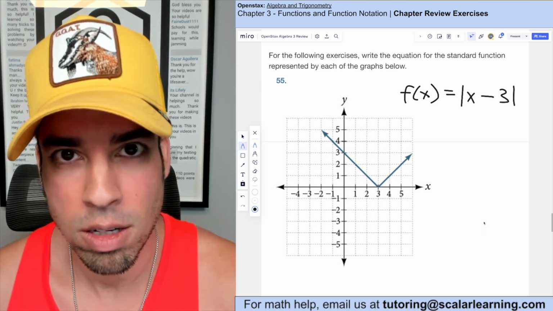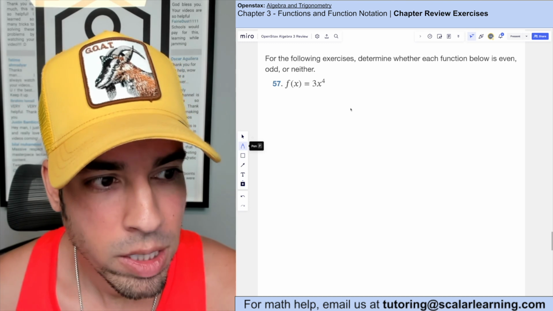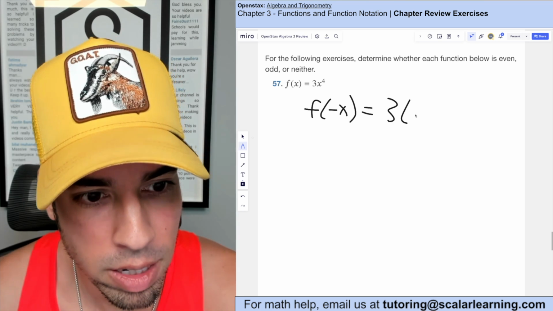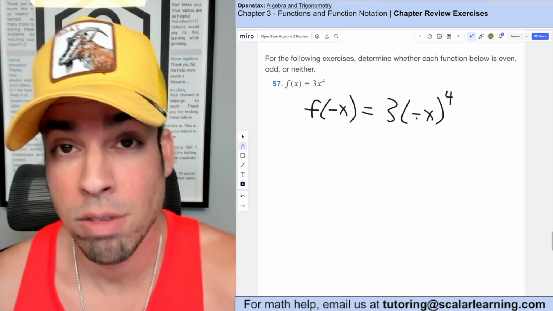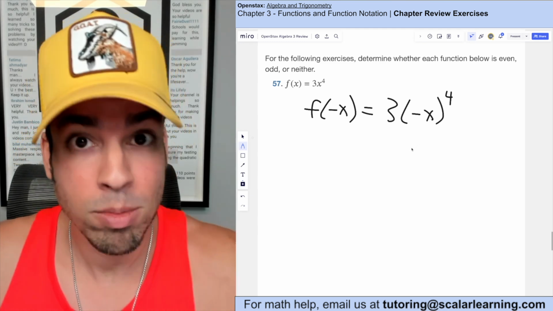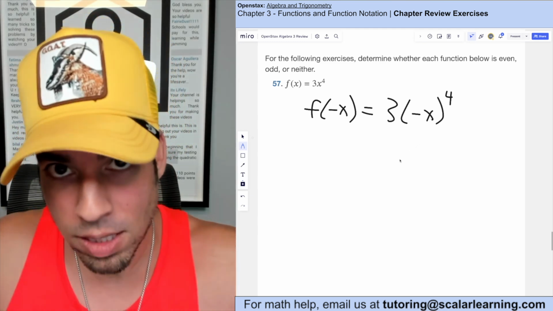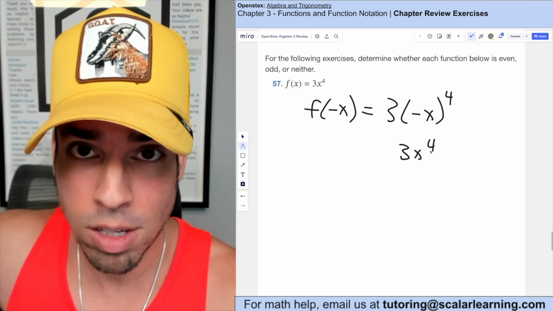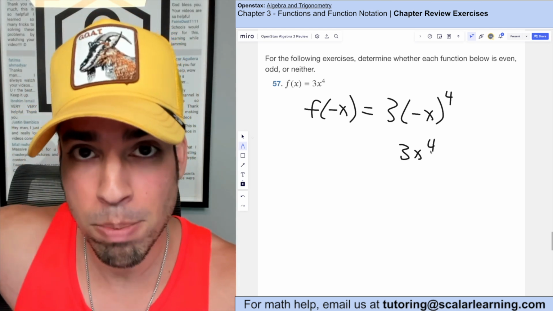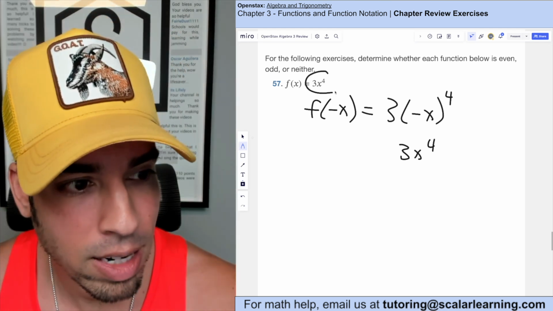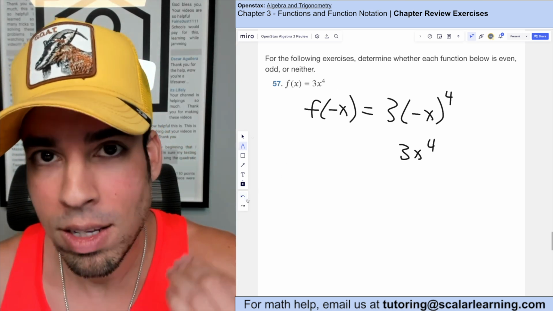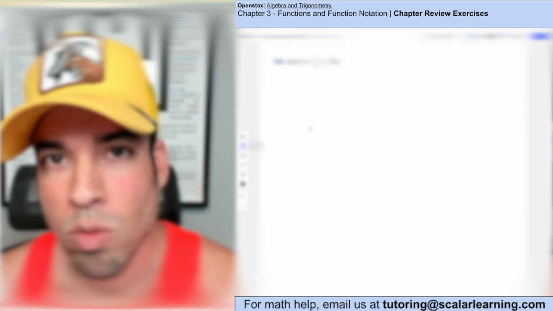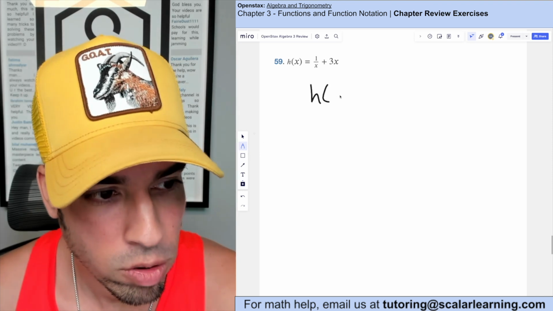There it is, done. So to determine whether this is even or odd, what we need to do is plug in -x into the function and see what happens. So when I plug in -x, I've got -x to the 4th power. And what is -x to the 4th? It's -x times -x times -x times -x, those 4 times. It just becomes regular x to the 4th because a negative times itself an even number of times just goes back to positive, right? So it ends up being the exact same function as what we started off with. When that happens, that means that the function is an even function. Boom, done.